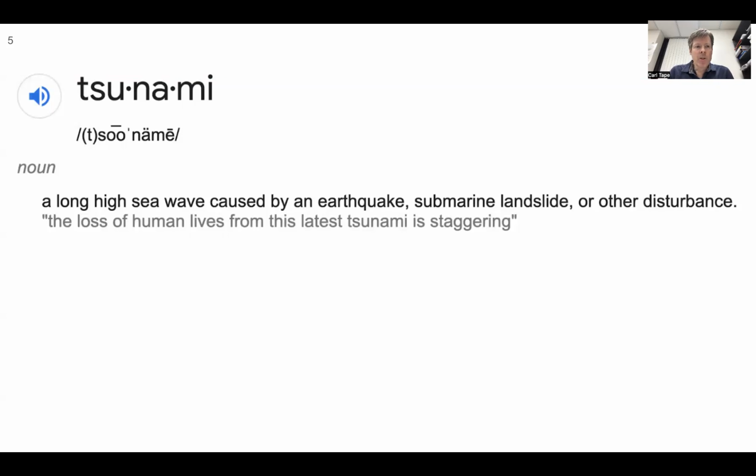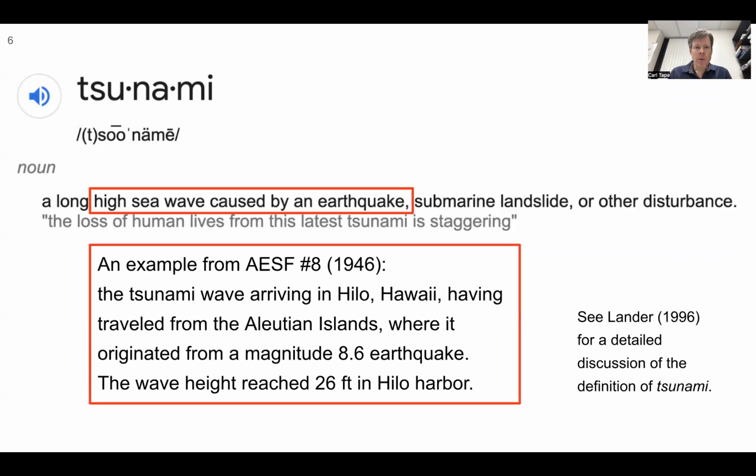So from an online search, tsunami: a long high sea wave caused by an earthquake, submarine landslide, or other disturbance. So if we look at the high sea wave caused by an earthquake, looking back to fact number 8, 1946, the tsunami wave arriving in Hilo, Hawaii, having traveled from the Aleutian Islands, where it originated from a magnitude 8.6 earthquake. That would be an example of a high sea wave caused by an earthquake. The wave height reached 26 feet in Hilo Harbor.